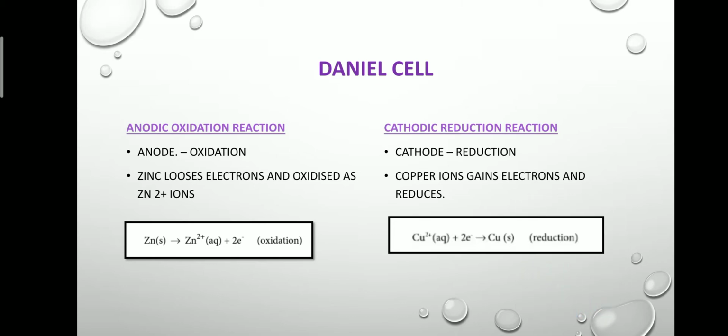And look at the reaction. Cu2+ aqueous gains 2 electrons and forms Cu. This Cu is deposited on the copper metal strip. So this is your reduction reaction.